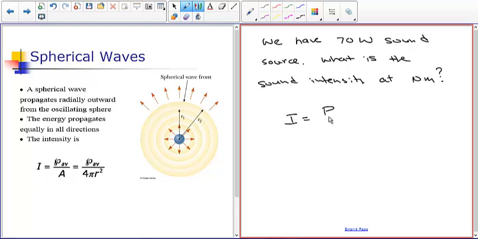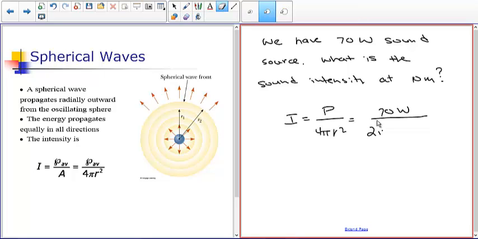power, the average power, and because we're assuming it goes out spherically, that's 70 watts, and you divide by 4 pi r squared. So the radius of the sphere is 10 meters. So we just plug the numbers in. So you get 70 watts divided by 4 pi r squared. 4 pi r squared is the surface area of a sphere. So you get 4 pi times 10 meters, quantity squared.